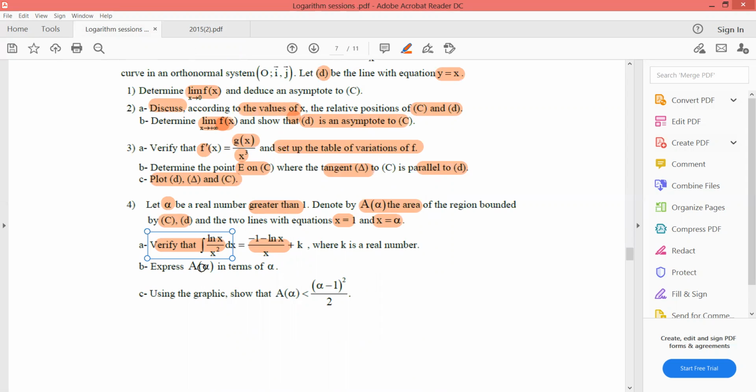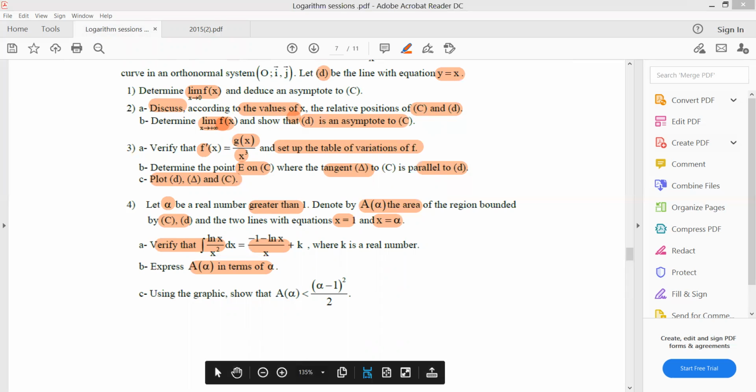Now part B, express A alpha in terms of alpha. How to express A alpha in terms of alpha? We write the area of alpha between the bounds. How to calculate A alpha? So A alpha is the integral between C and D. We look at the figure: which one is above?